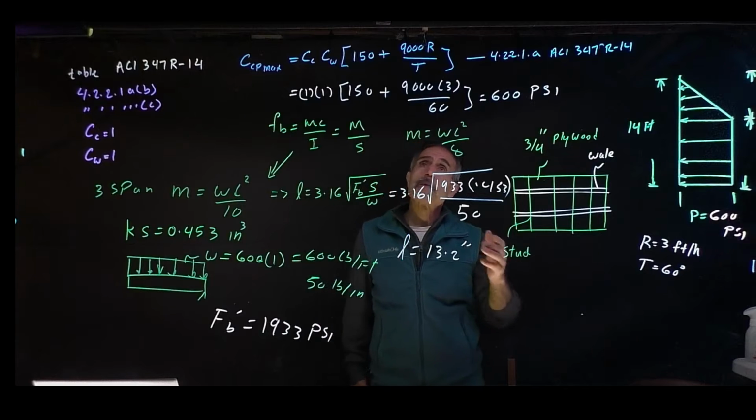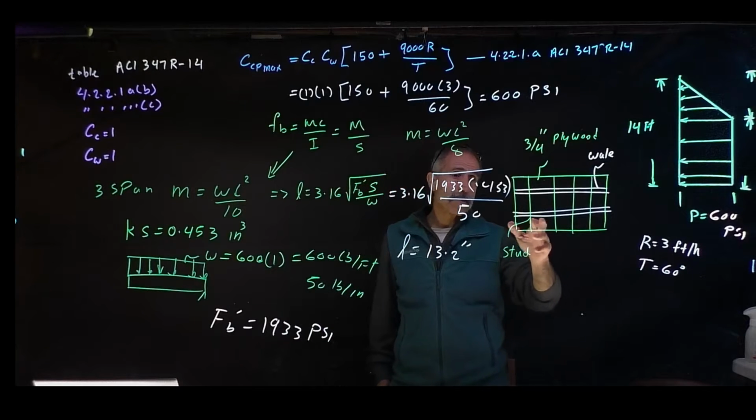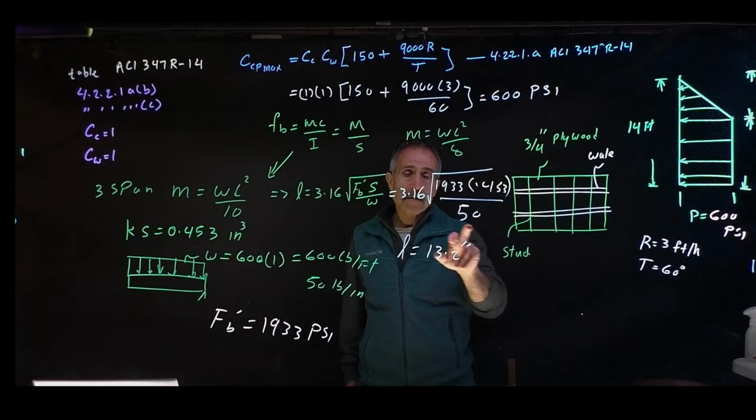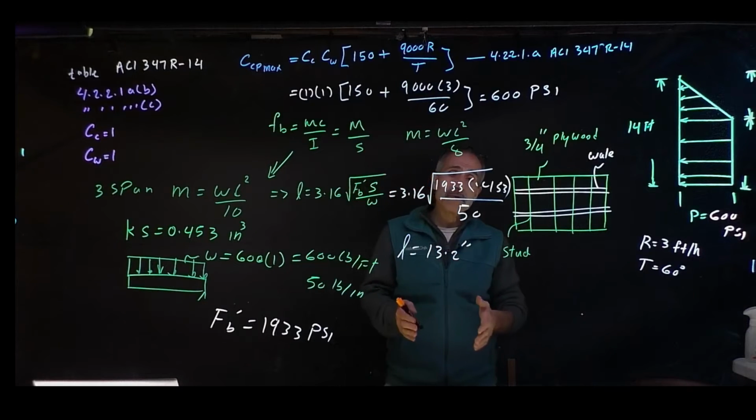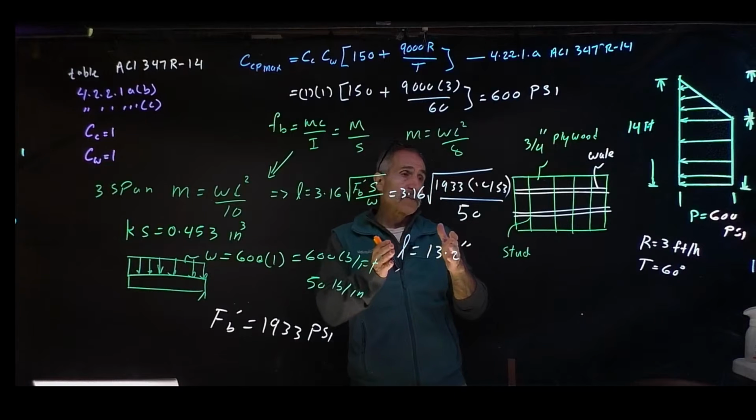We are using the allowable stress design, so the allowable span length is going to be the minimum, with a maximum of 13.2 inches. So we can use 12 inches. We're going to be well within that tolerance.